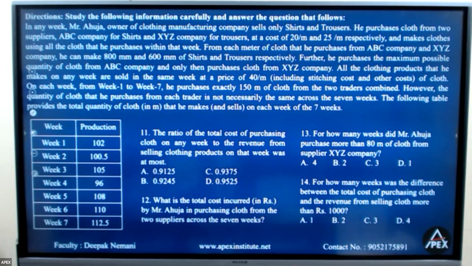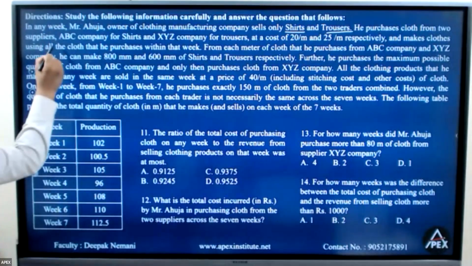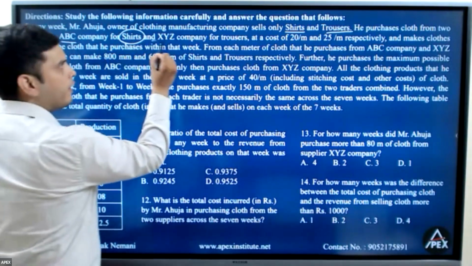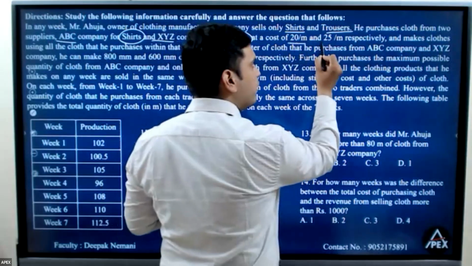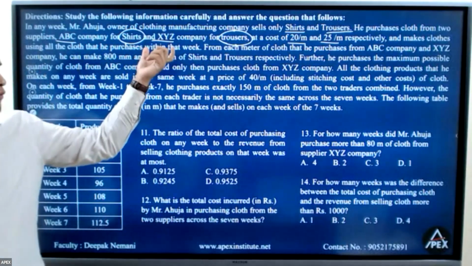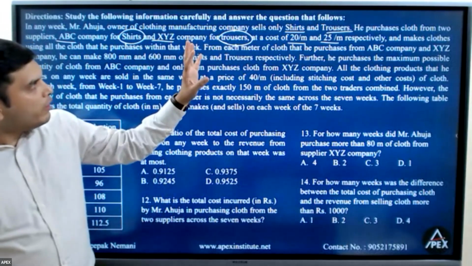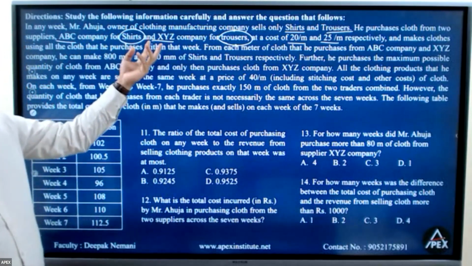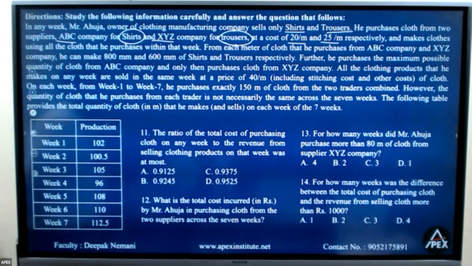In any week, Mr. Ahuja, owner of a clothing manufacturing company, sells only shirts and trousers. Okay. So he purchases cloth from 2 suppliers, ABC company for shirts and XYZ company for trousers, at a cost of 20 rupees per meter and 25 rupees per meter respectively. So ABC costs him 20 rupees per meter and XYZ 25 rupees per meter.